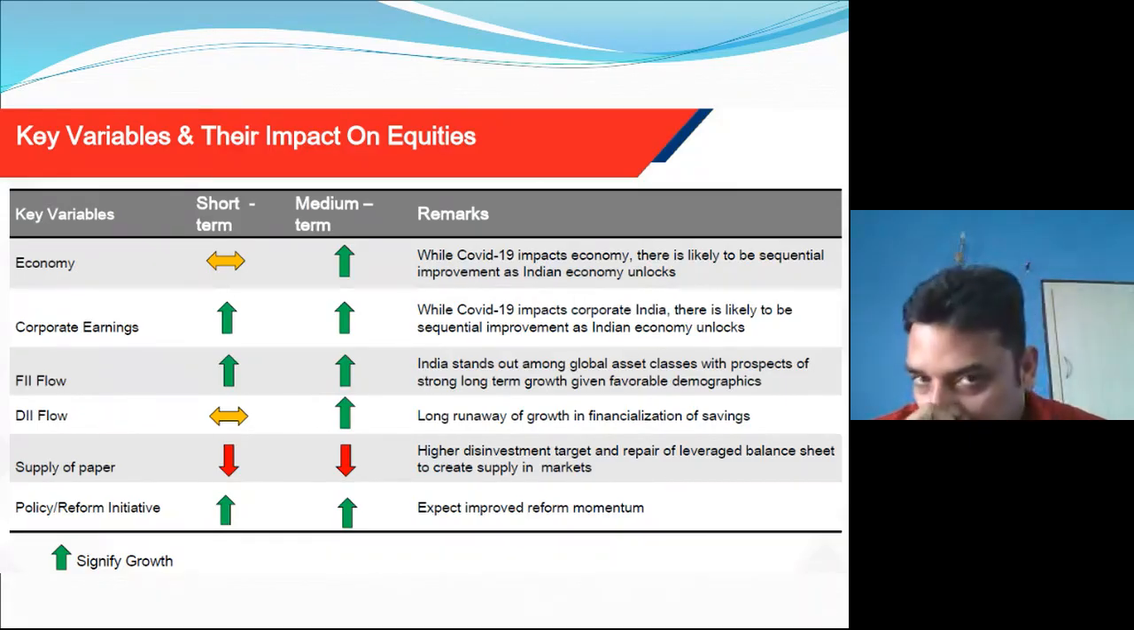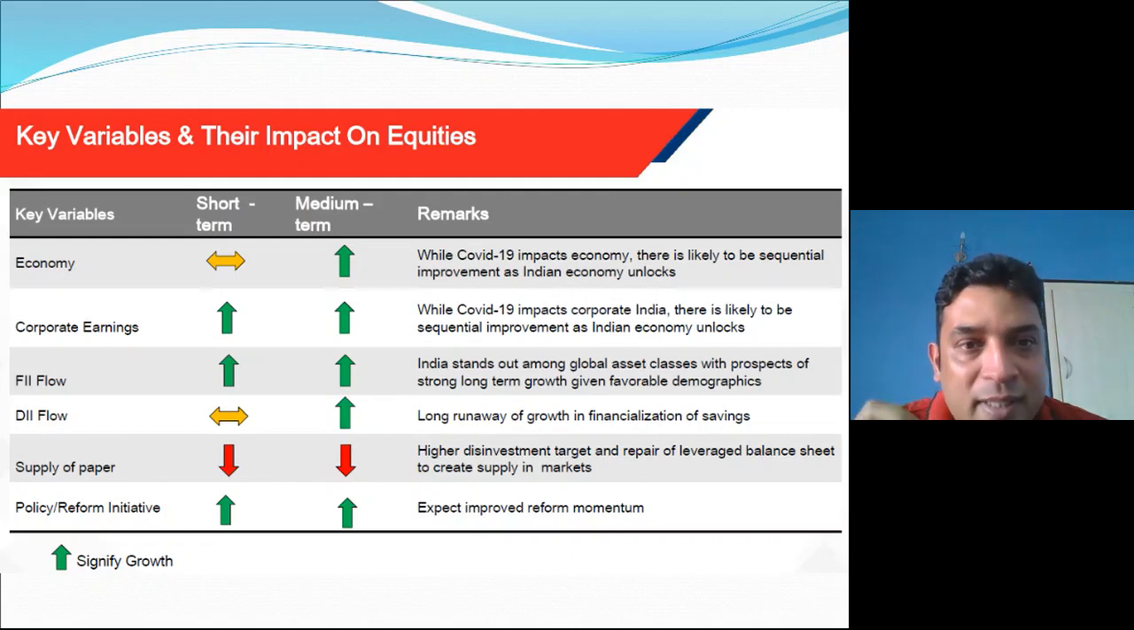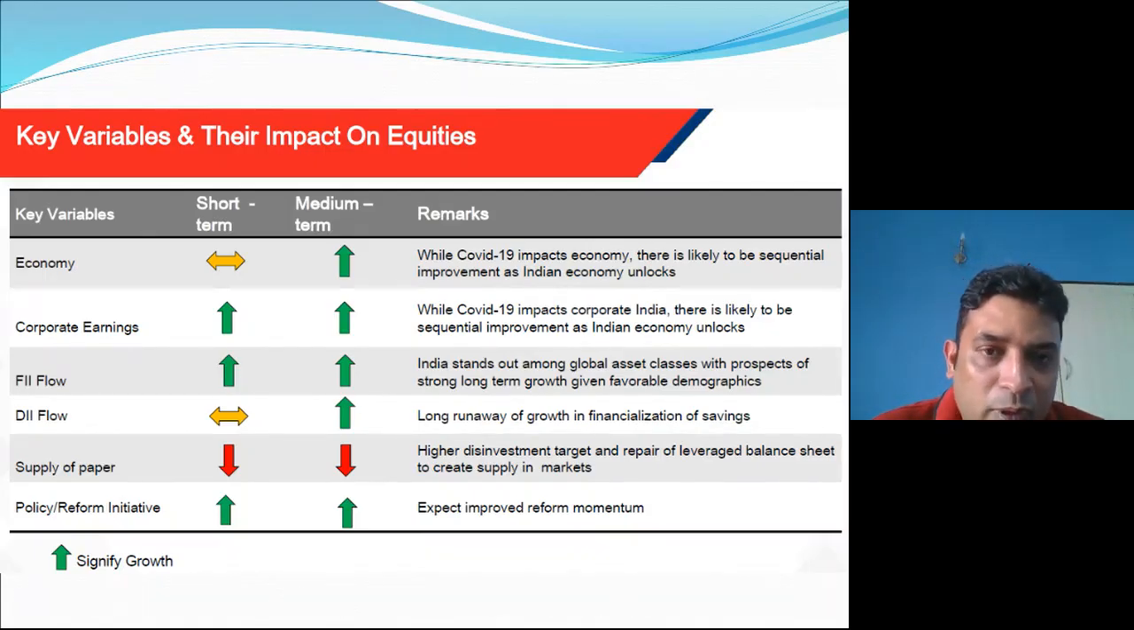Okay, and obviously I don't see interest rates going down from here. They will remain stagnant in the next 1 or 2 years from now on. Supply of paper will be higher, as the government has a disinvestment target and repair of leveraged balance sheets will create supply in the market. Policy reforms, you will have huge government support towards the economy, and they have been supporting in the last 1 year by way of OMO and giving various subsidies and pumping money into the economy.